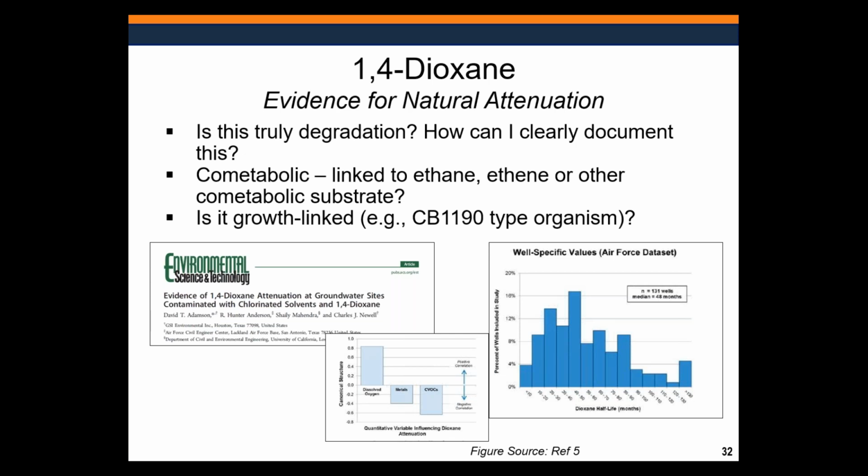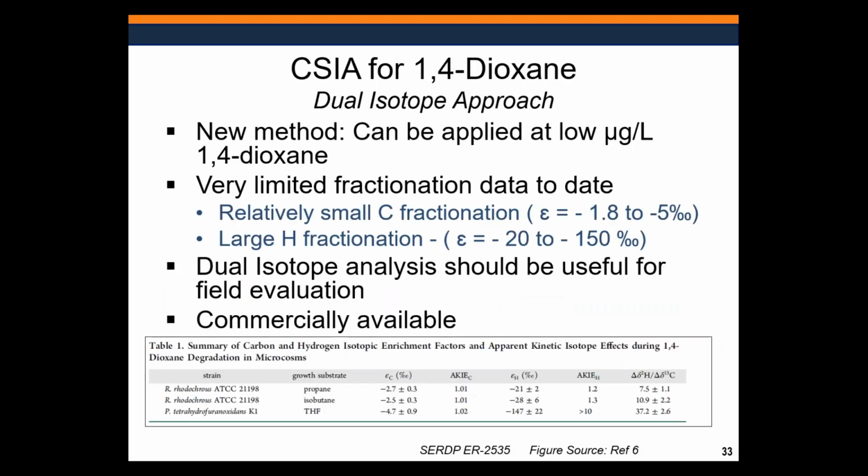But how do we document that? I mean, it's very difficult. We don't have daughter products for 1,4-dioxane that are easily measurable. So the answer to that in the future and the near future may be dual isotope analysis of 1,4-D. This was some CERTA-funded work, and it's led by Peter Bennett, and he's teamed up with some folks at Waterloo, Ramon Aravena, and others.